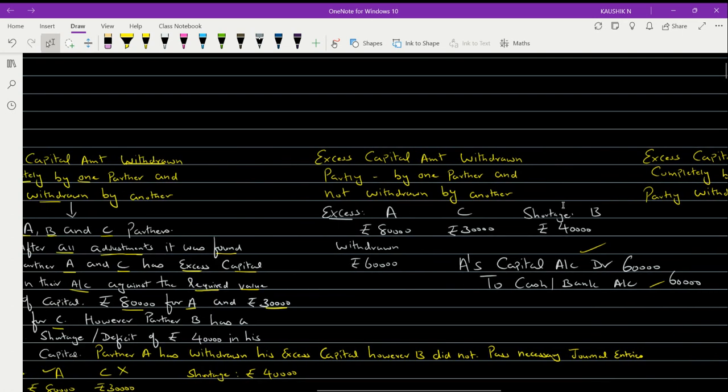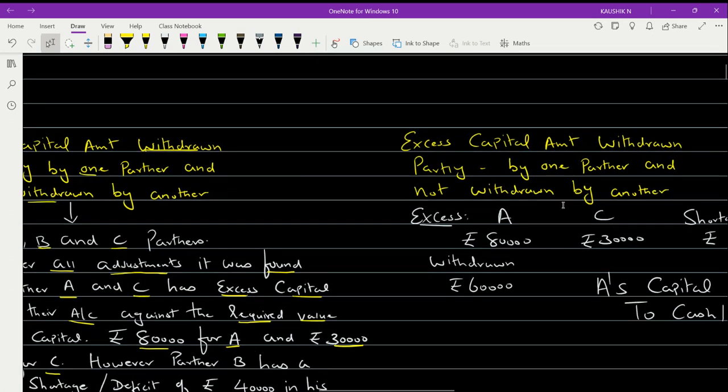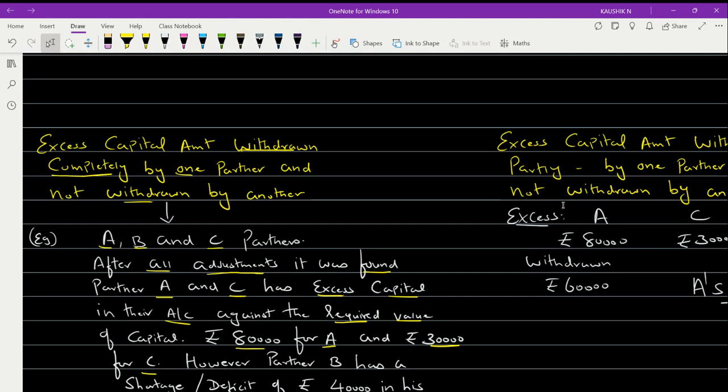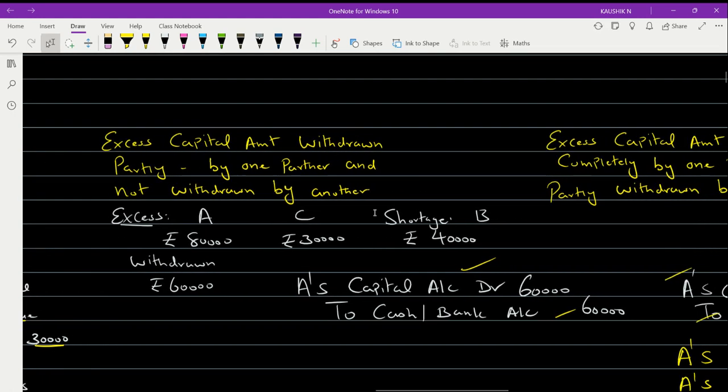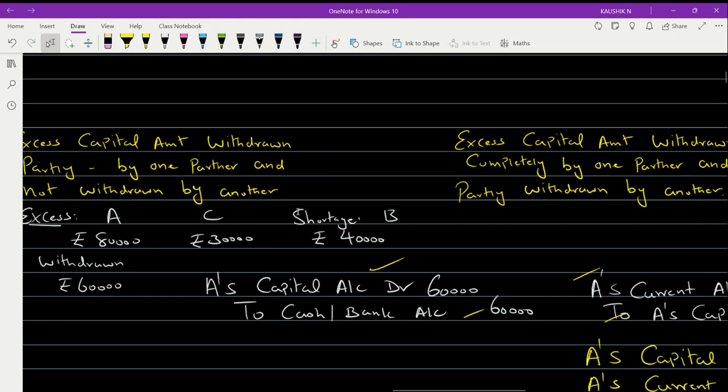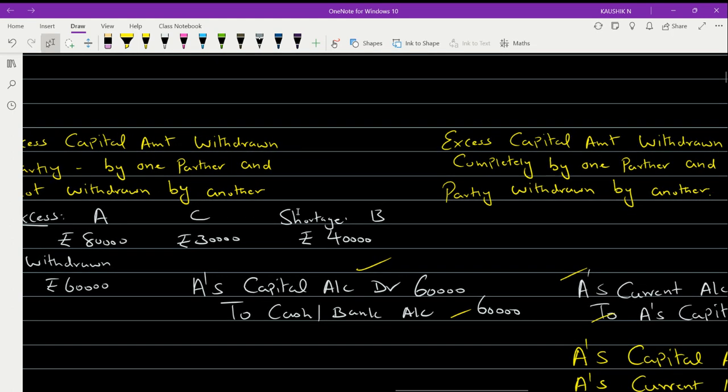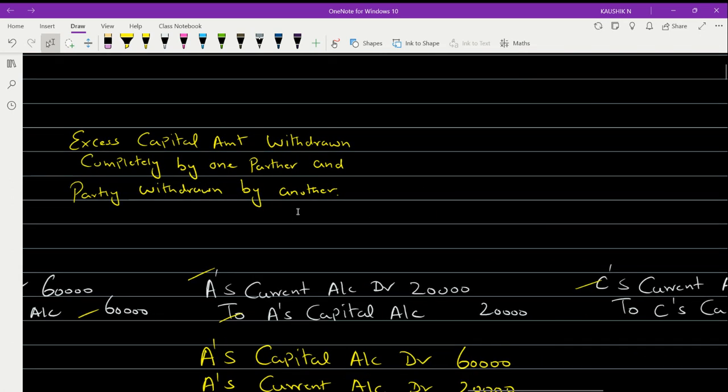So now we have completely understood if the excess amount is withdrawn completely by one partner and not withdrawn by another partner, how it is. If excess capital is there and it has been withdrawn partly by one partner and not withdrawn by another partner, how the entry will be. In the third case, excess capital amount withdrawn completely by one partner and partly withdrawn by another partner.